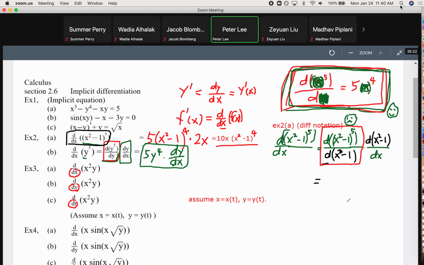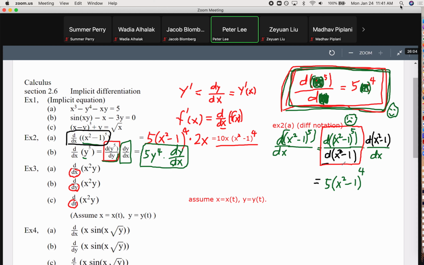Get that? What I'm saying is that this box in red on top and the box in red on the bottom are really the same guy. It looks different, and especially the bottom one looks much more complicated than the top one, right? But that's the exact same guy. So this is equal to 5 times x squared minus 1 to the 4th power.